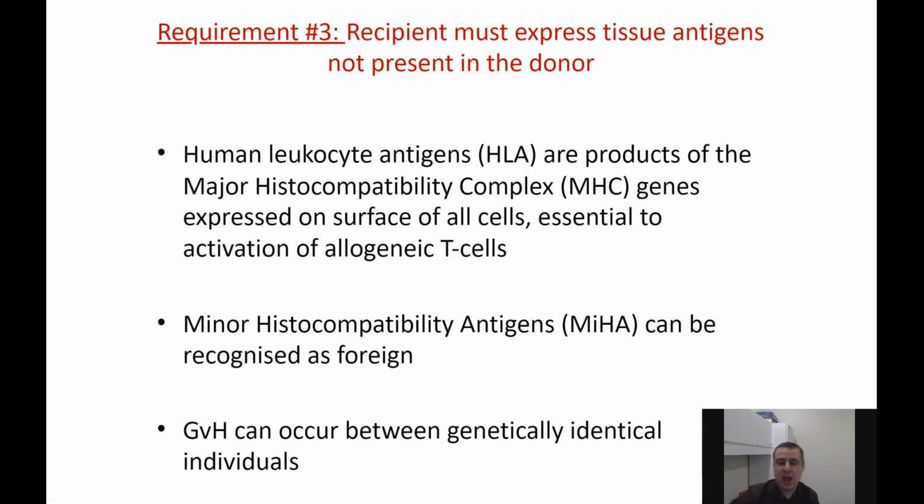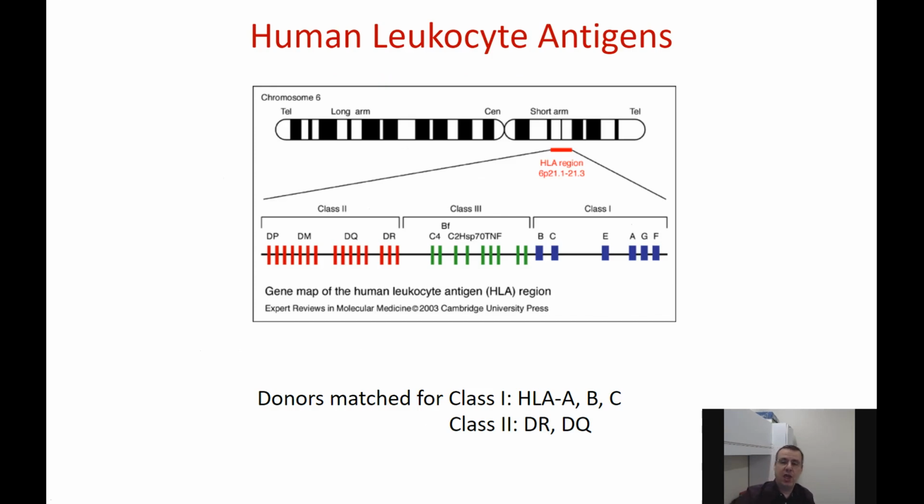These discrepancies in antigen expression are what's responsible for the development of GVHD. It can even occur between genetically identical individuals, as epigenetic changes after birth can also lead to differences in expression of certain antigens. So the HLA antigen system is encoded in the short arm of chromosome 6. And basically, it is what we try to match donors and recipients with in order to decrease the chances of graft-versus-host disease and graft rejection.